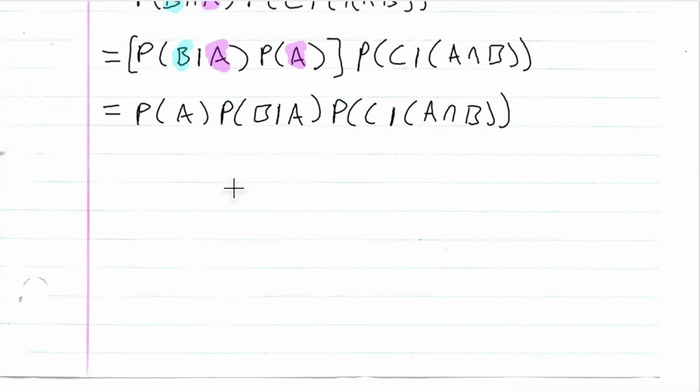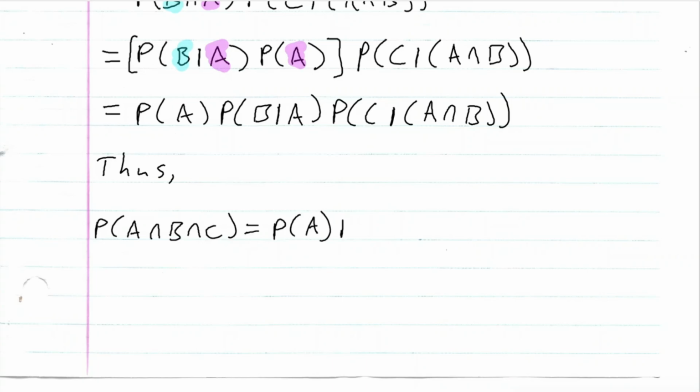Thus, the probability of A intersection B intersection C is equal to the probability of A occurring times the probability of B occurring given A already occurring times the probability of C occurring given that A and B had already occurred. And that is our proof.